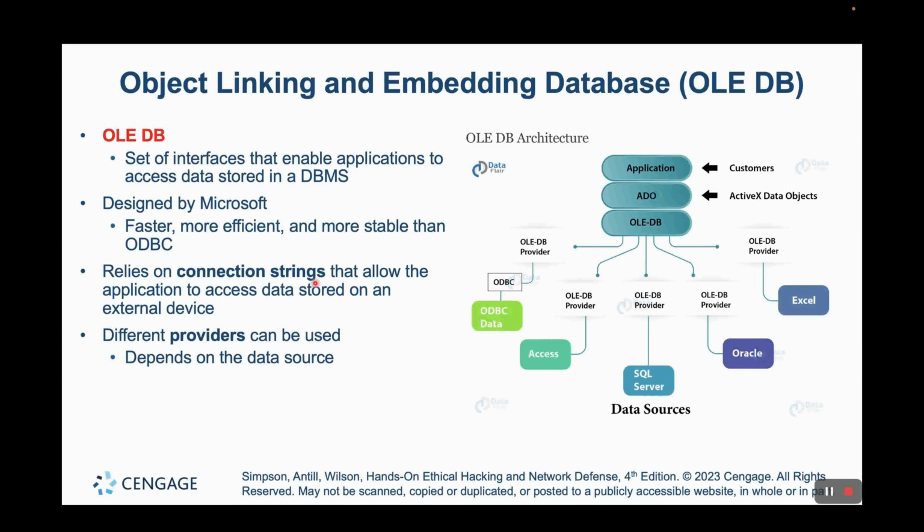Now, think of a connection string as a sequence of parameters. These parameters can include details like the type of data source, the location of the data source, any authentication credentials needed, or any other necessary information. There are different providers that can be used depending on the data source. Here you can see a provider, and another provider for a different type of data source. And these are the data sources right here.